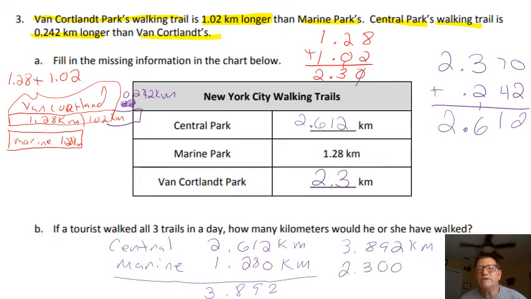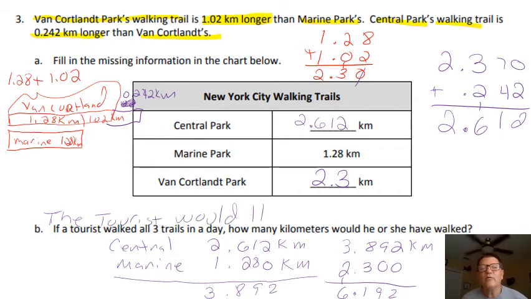And I like making them the same unit form. So that's thousandths, this is thousandths. We add them together, we got 2, 9, 8 and 3 is 11, carry our 1, and 3 and 2 is 5, and 6. So they would have walked, and I would write it, I'm going to write it up on top. The tourist would have walked 6.192 thousandths kilometers.